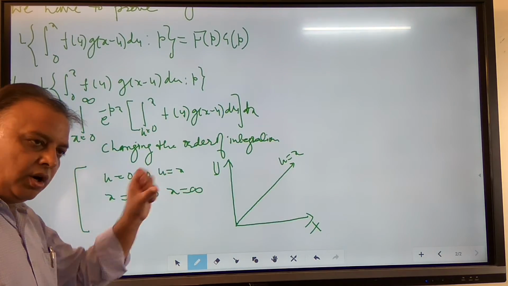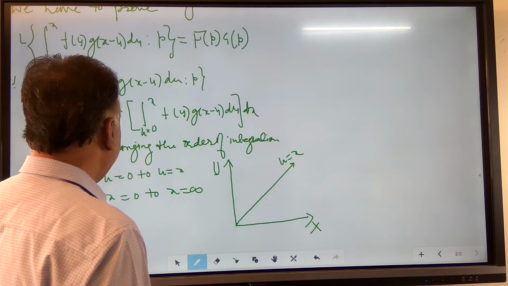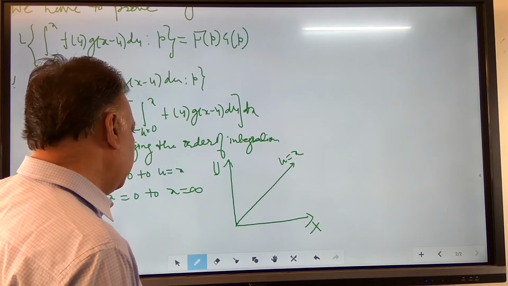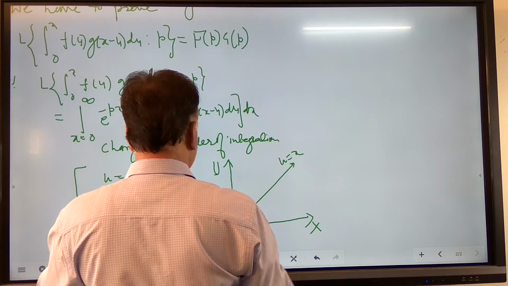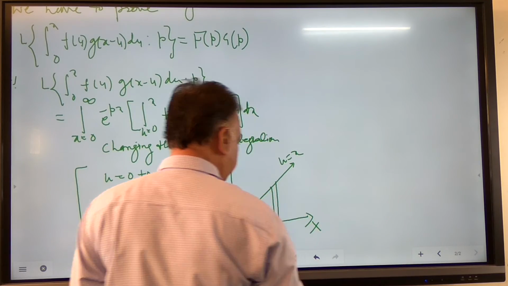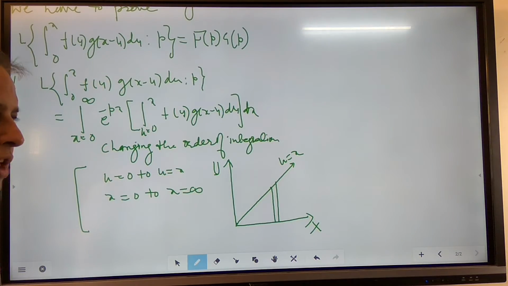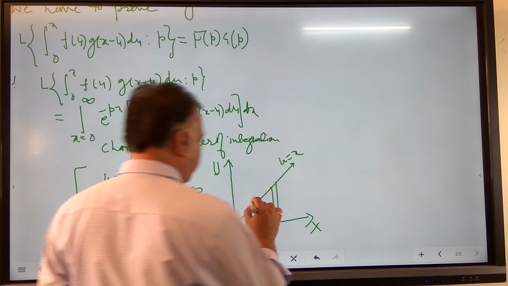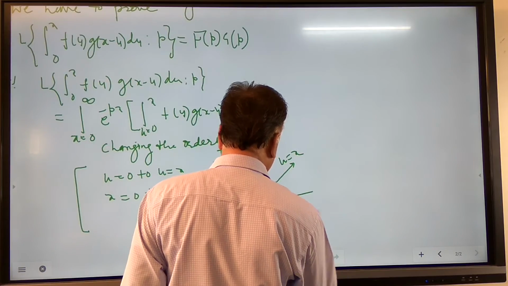First, before changing the order of integration, we have u equals 0 to u equals x along the axis of u. The axis of u equals 0 to u equals x is this one. Now we have to change the order of integration, so take the limit first of x here. So the limits are from this one.